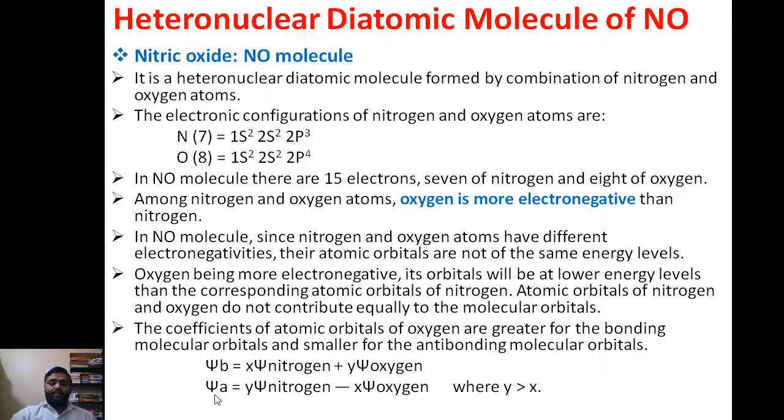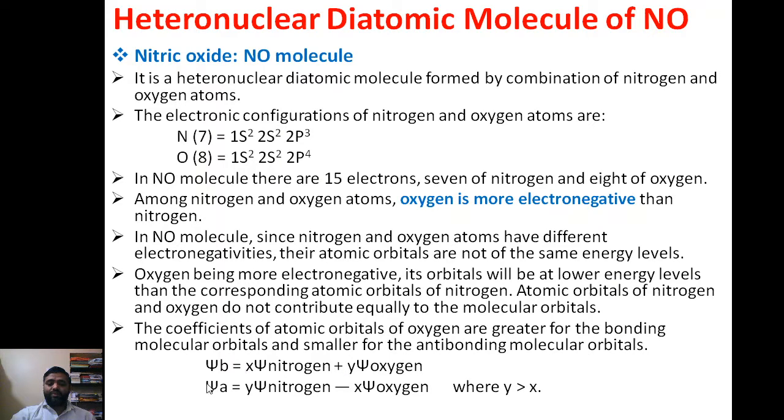Same as psi a, psi is a wave function, the anti-bonding molecular orbital is the same, with y as the wave function of nitrogen minus x as the wave function of oxygen. This is the anti-bonding molecular orbital. X contributes highly to the anti-bonding molecular orbitals, and y contributes highly to the bonding molecular orbital.